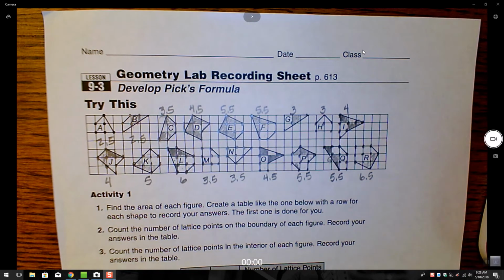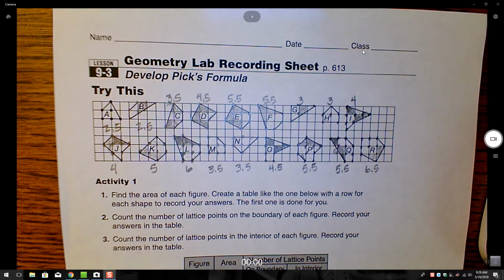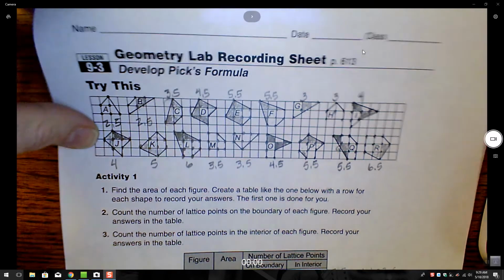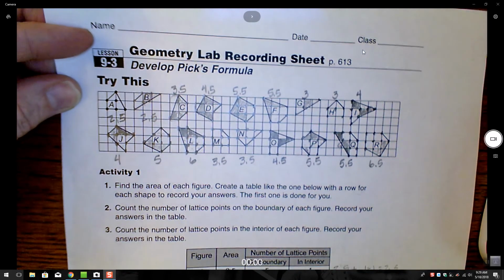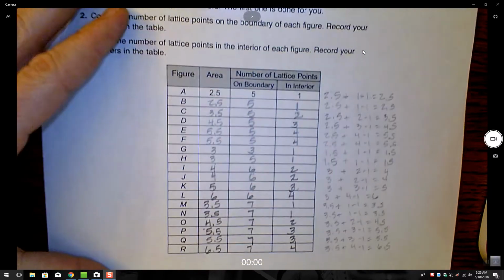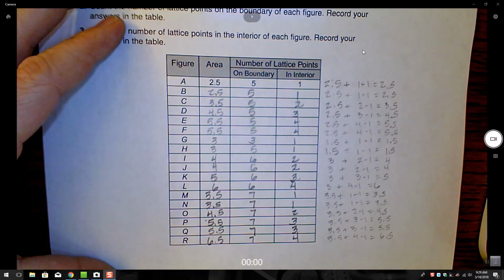Good morning, geometry class. Just going over the geometry lab recording sheet and assignment. We completed the front of this yesterday, and yours probably looks similar to this. If not, you might want to make it look similar to that.